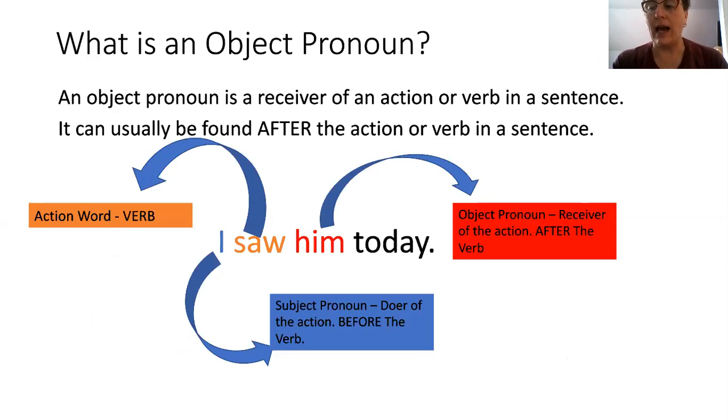The subject pronoun happens before the verb. The object pronoun happens after the verb. So let's look at our sentence. I saw him today. I is the subject pronoun.